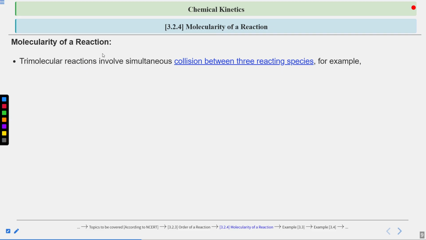Trimolecular reactions involve the simultaneous collision between three reacting species. As the name says, trimolecular means three molecules are colliding at the same time. For example, 2NO plus O2 giving us 2NO2.